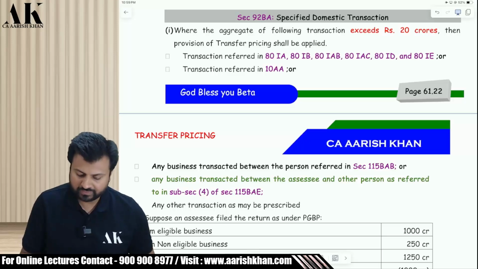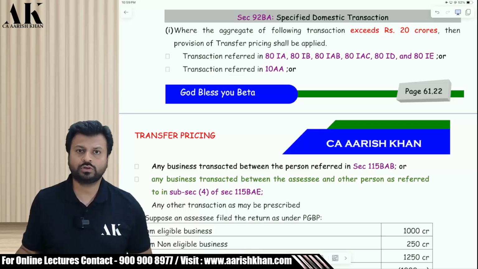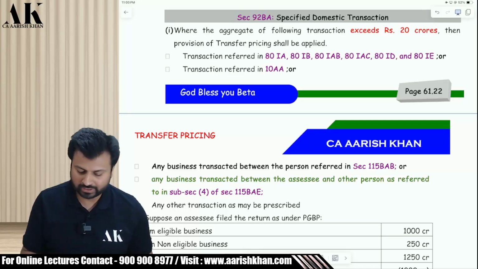Let's move on to the next provision, which is not very important for the examination, but there is one small amendment made by Finance Act 2023. Therefore, it might be slightly important in the exam.